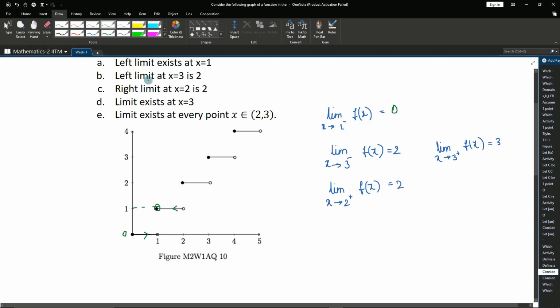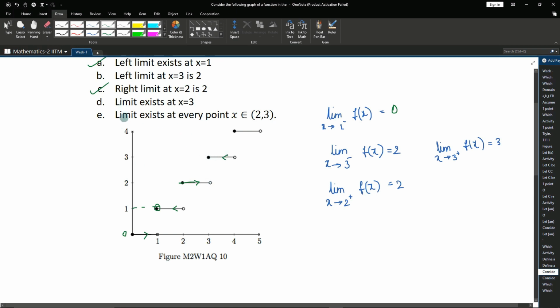So what about the second option? The second option tells us the left limit at x equal to 3 is 2. At x equal to 3, the left limit is 2. This is right. Now, the limit exists at x equal to 3? No, the limit does not exist at x equal to 3. Why? Because the right hand limit will be equal to 3. The left hand and right hand limits are not equal.